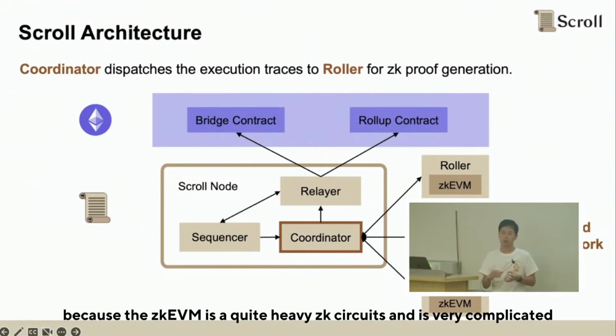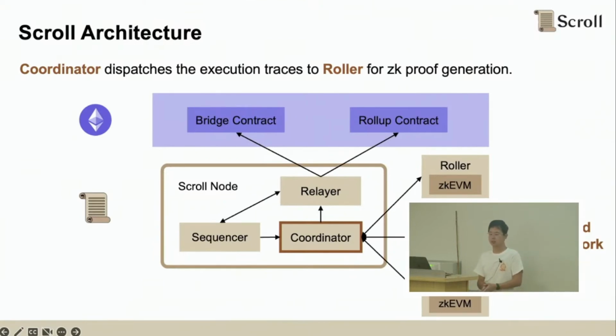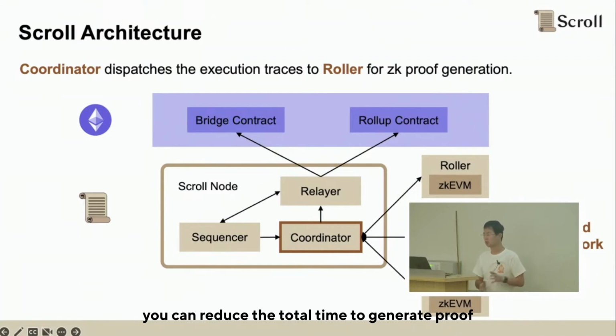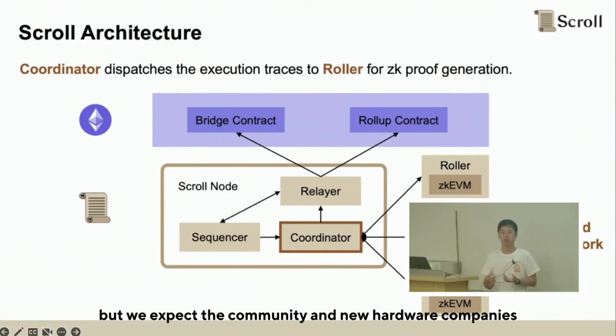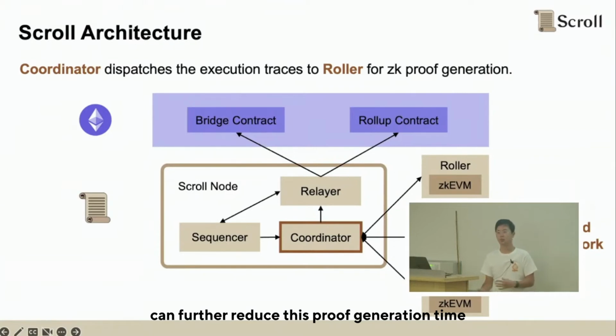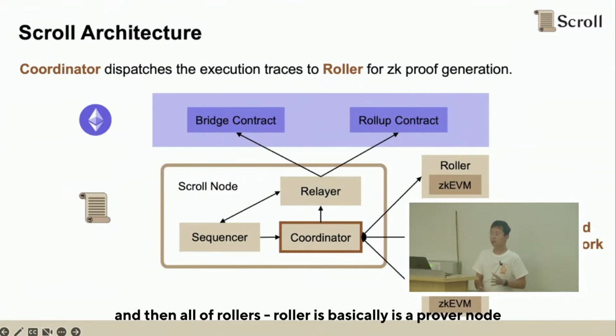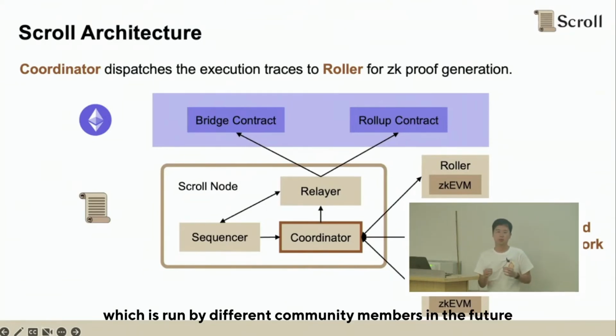Because the zkEVM is made of quite heavy zk circuits and is very complicated, if you use accelerators, you can reduce the total time to generate the proof. Right now we are using a GPU prover to generate the proof, but we expect the community and new hardware companies can come up with new accelerators that can further reduce this proof generation time. And all of the rollers are basically prover nodes. And then we have this decentralized prover network which will be run by different community members in the future.